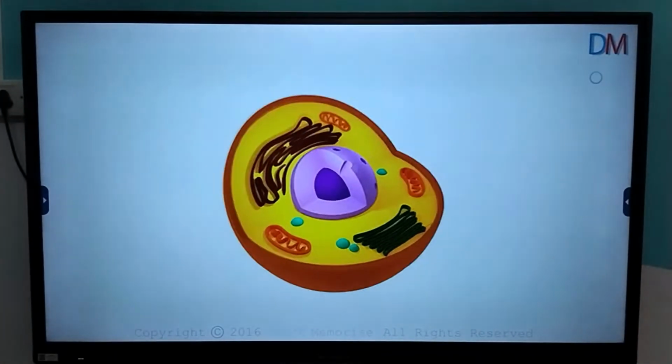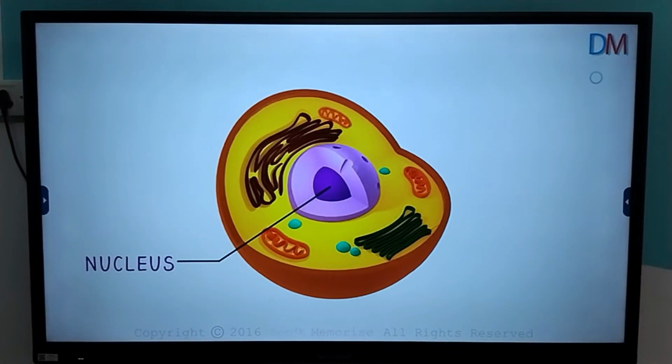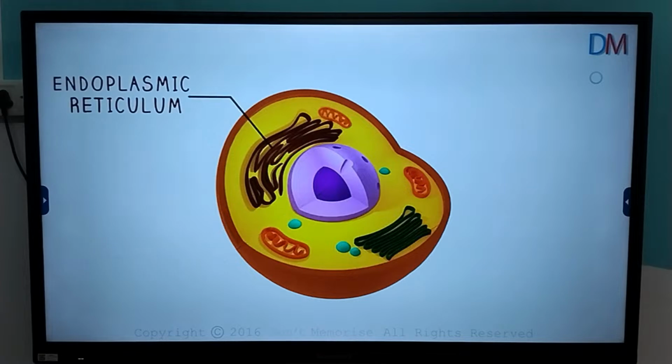In our last video, you must have studied the nucleus as an organelle. Now we look at an interesting duo of organelles. They are the endoplasmic reticulum and Golgi apparatus.